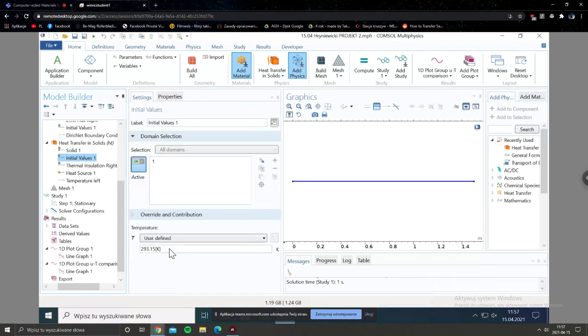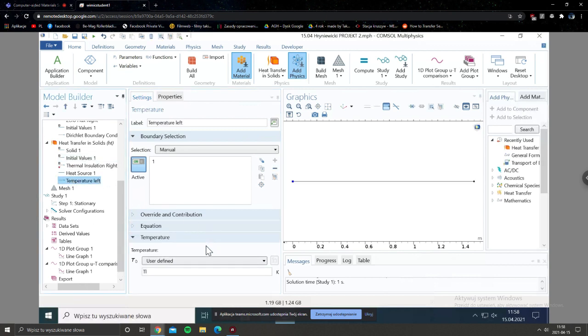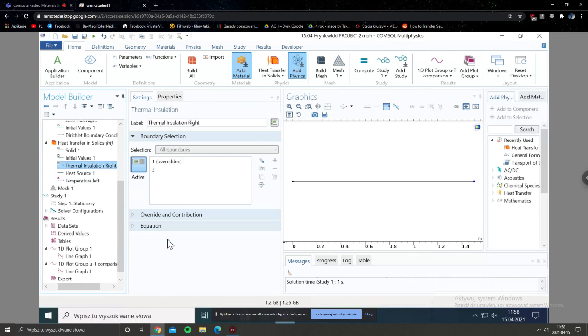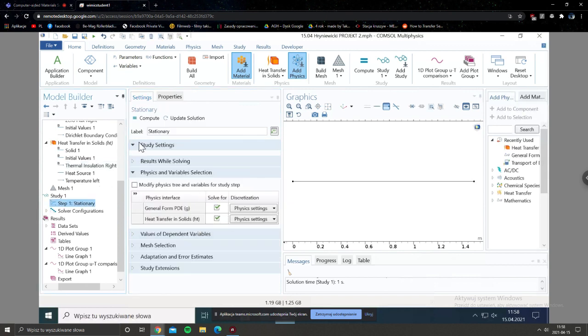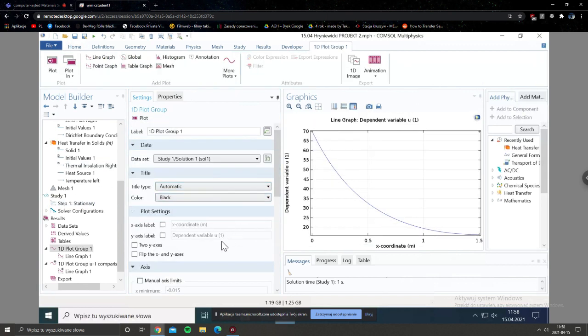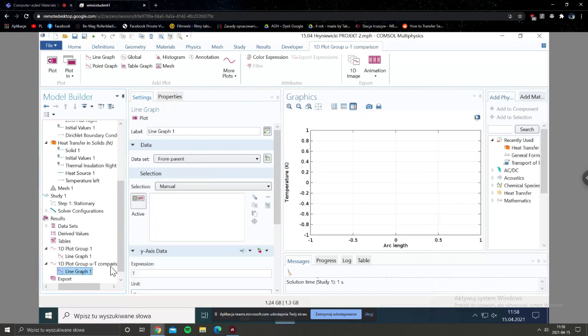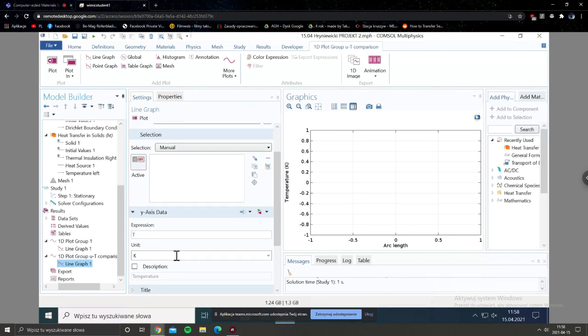Change it to TOT. Okay, and now let's go to the temperature left. This is TL, it's correct. And thermal isolation. Okay. And now go back to study 1 stationary and press compute. And let's go to the second graph. Still nothing is here.